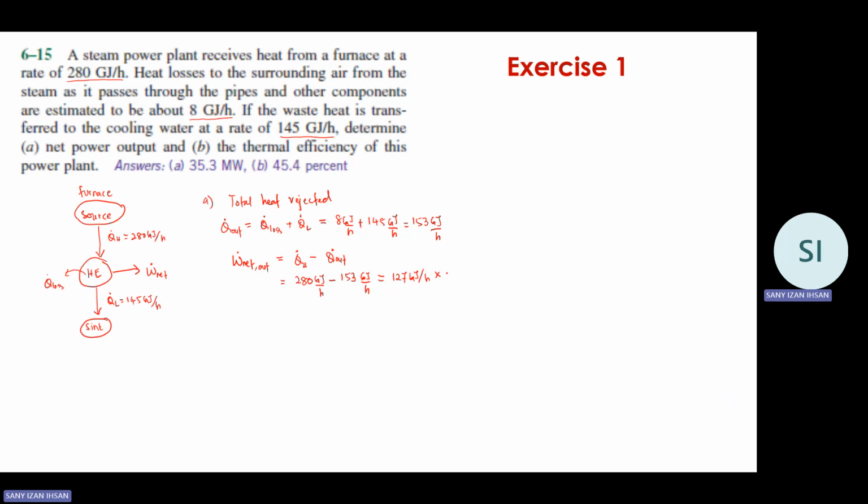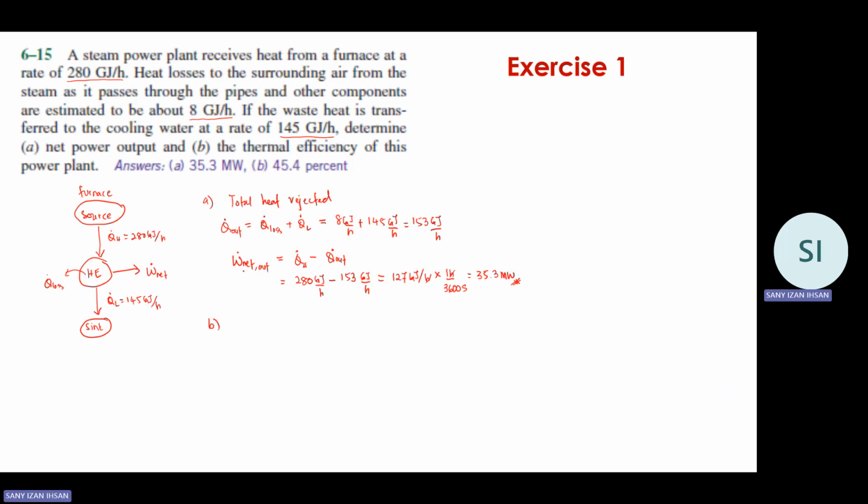If you want to convert this, of course, you can convert to watt. One hour equals 3,600 seconds, so you can cancel the hour, and this would end up to be 35.3 megawatt. That would be part A. Now we go to part B, thermal efficiency.